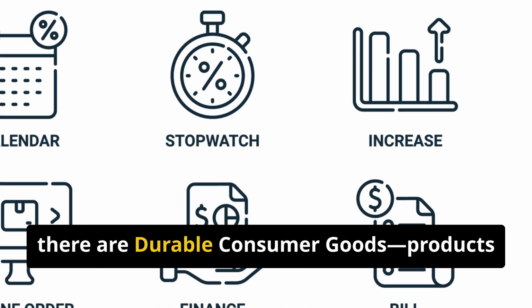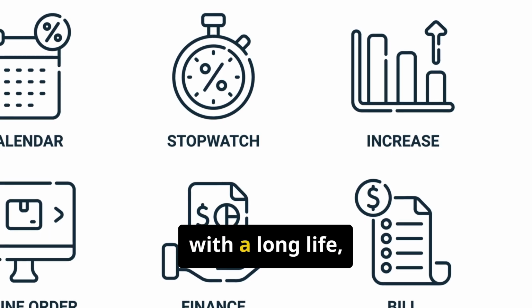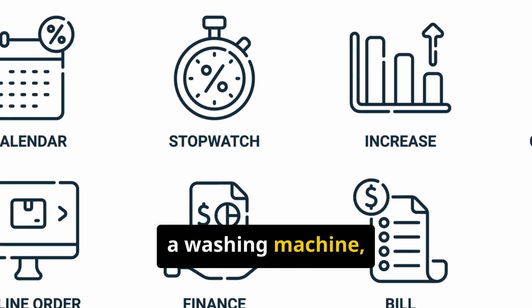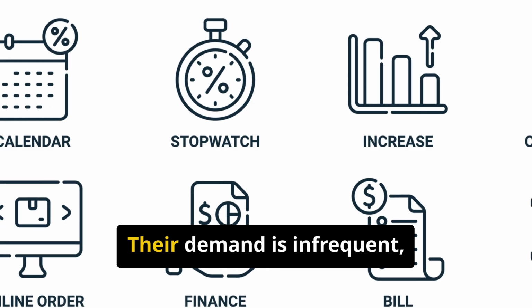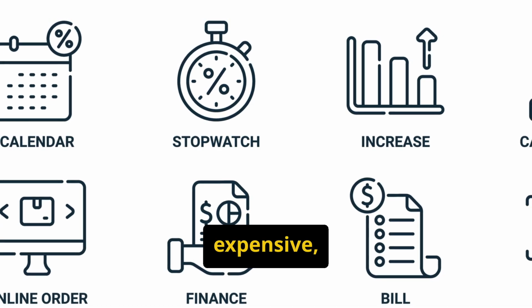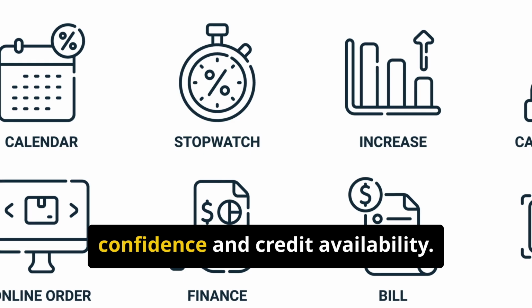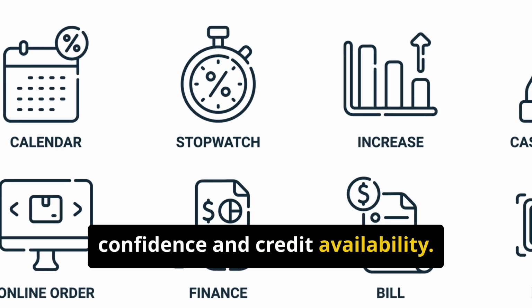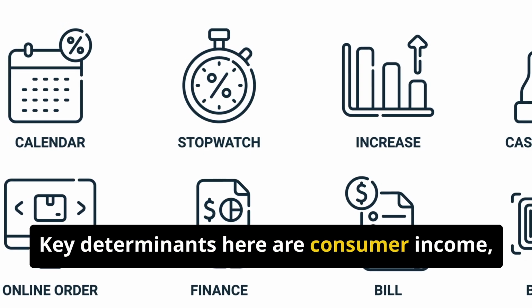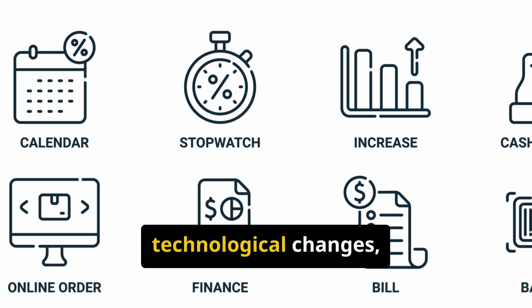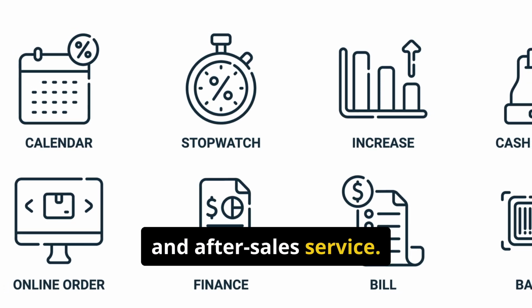Second, there are durable consumer goods, products with a long life, like a car, a washing machine, or a smartphone. Their demand is infrequent, expensive, and highly sensitive to economic confidence and credit availability. Key determinants here are consumer income, interest rates, technological changes, and after-sales service.